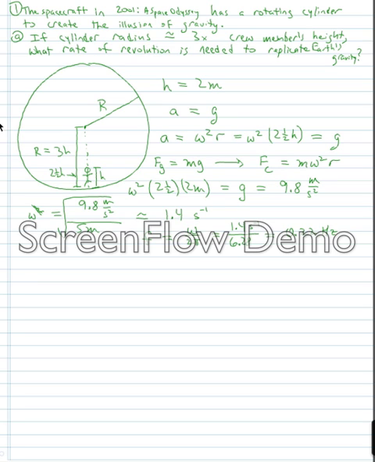Okay, so it has to go around once about every 4 or 5 seconds in order to simulate the Earth's gravity if its radius is about 3 times the height of a person.